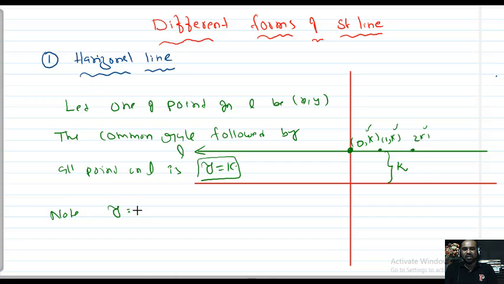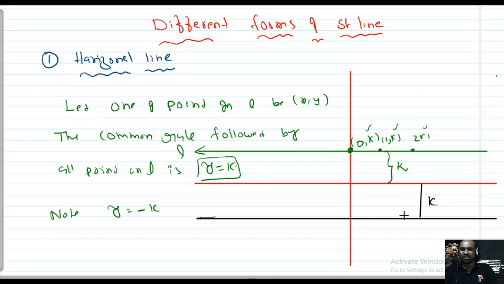So y is equal to minus k. This is also a horizontal line only. That is a horizontal line, also parallel to the x axis only. That is also a parallel line, a horizontal line only, but it is also k units from the x axis only. But what is that? That line is below the x axis. That negative symbol says that the line should be below the x axis. For example, this point is 0 comma minus k, this is 1 comma minus k, and so on.